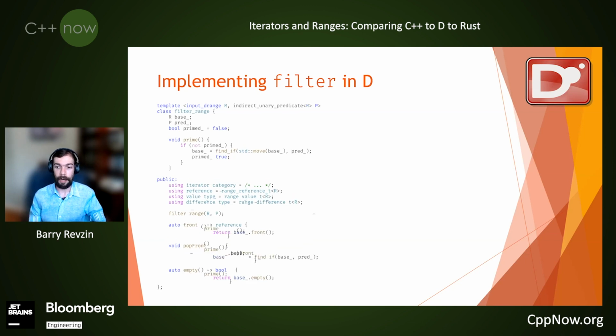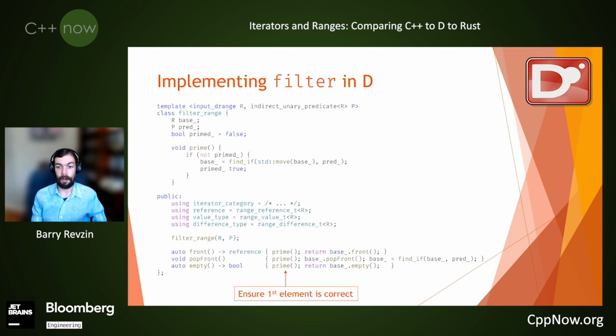And this might be more obvious if I shift it over a bit. So you can see that all 3 functions, the first thing that they do is call prime to ensure that the first element is correct. And once we do that, they basically just implement themselves, right? So front simply defers to the underlying range's front implementation, empty defers to the underlying range's empty implementation, and pop front first has to do a pop front, and then it has to do another find if to advance to the next element properly. And so while filter in D is a little bit more complicated than map in D, it's still just one type, and it's still just 5 functions that we have to write, which is a lot less code overall compared to the C++ model.